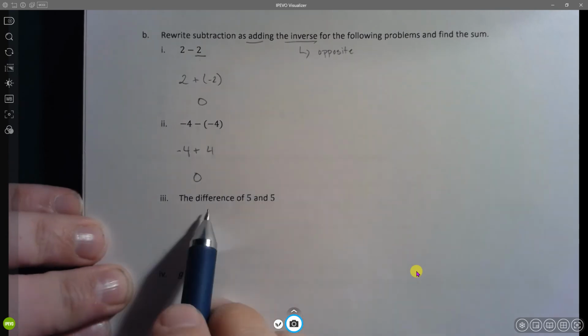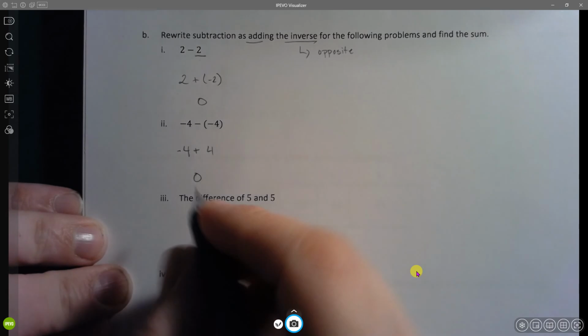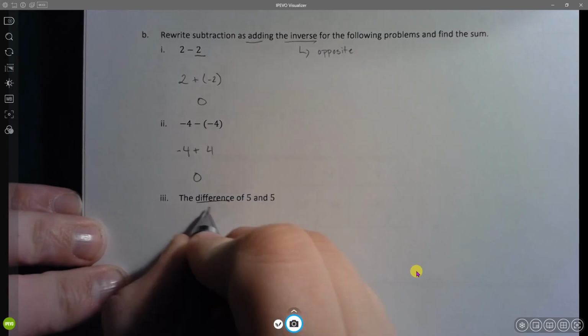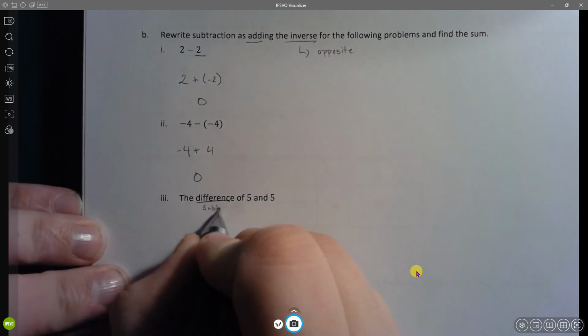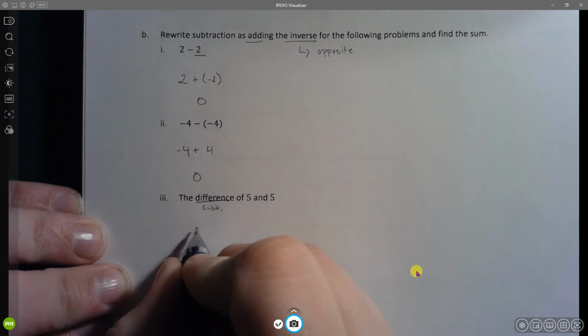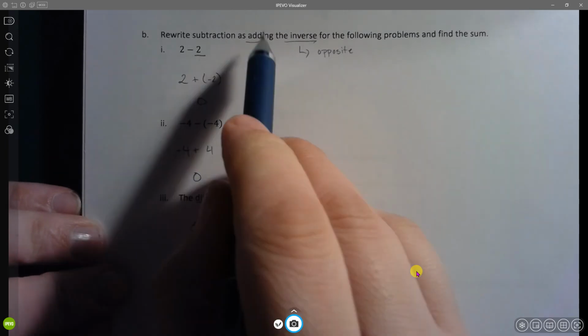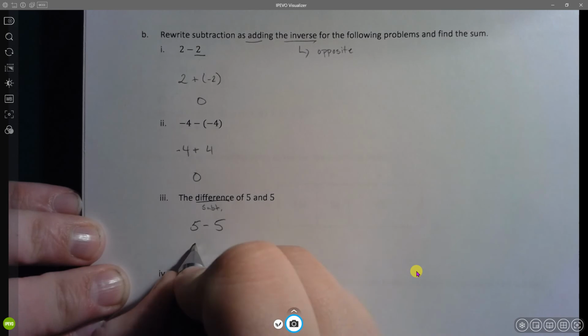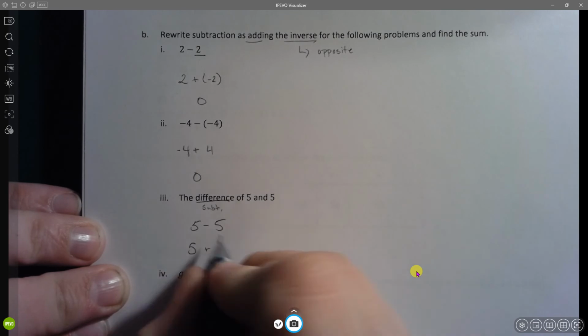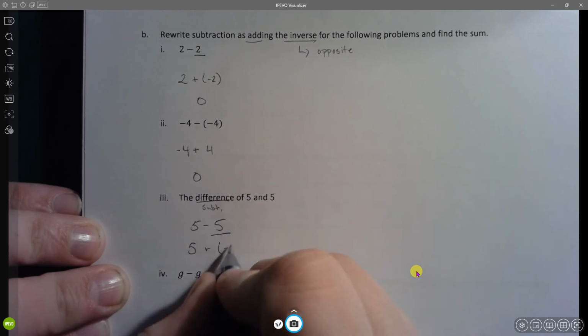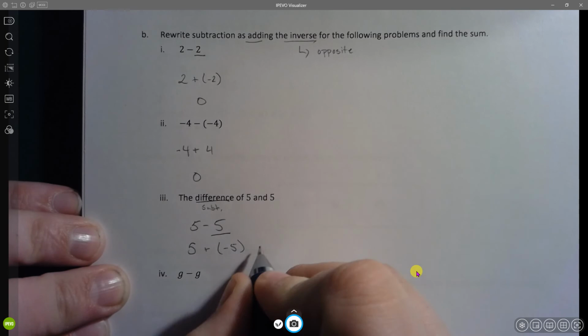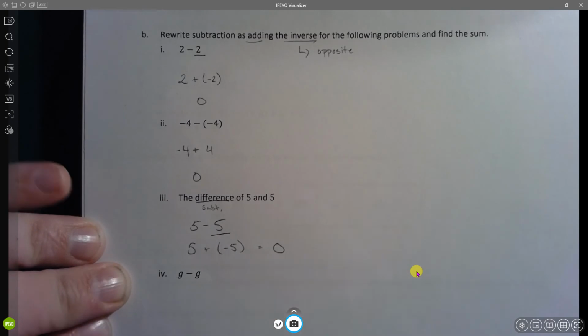The difference of 5 and 5. We know the difference to be a subtraction problem. So this is where we're talking about subtraction. We've got 5 minus 5. We're going to add the inverse. So we have 5 plus the opposite of a positive 5, which is a negative 5. 5 plus a negative 5 is going to be 0 again.